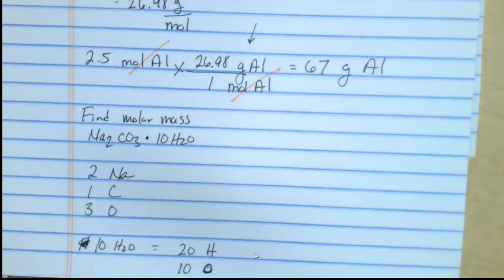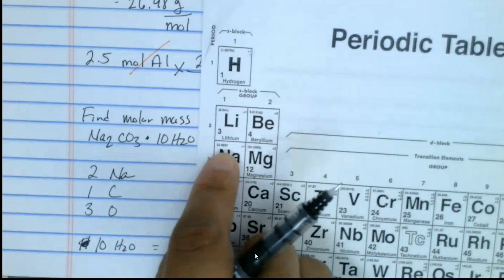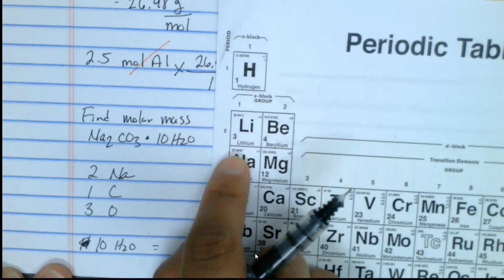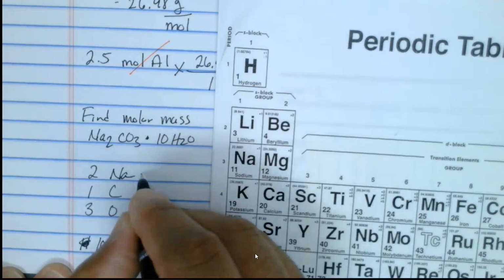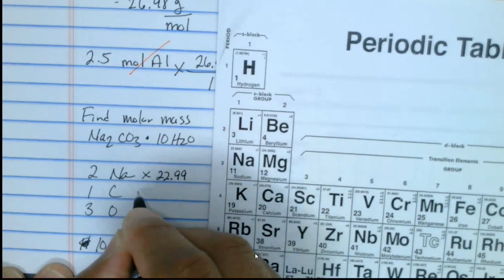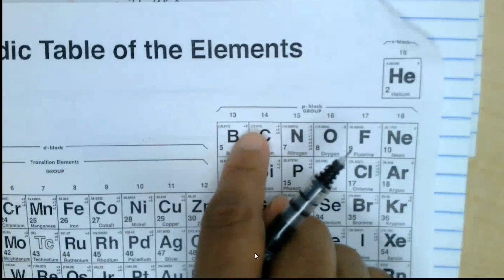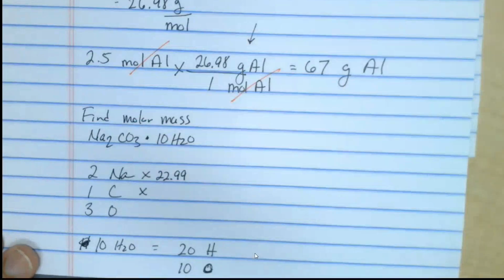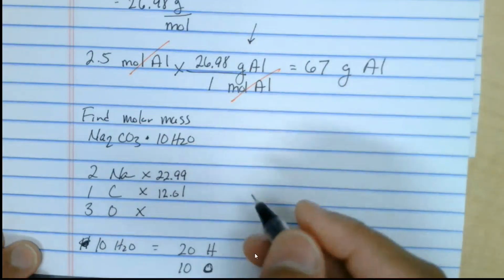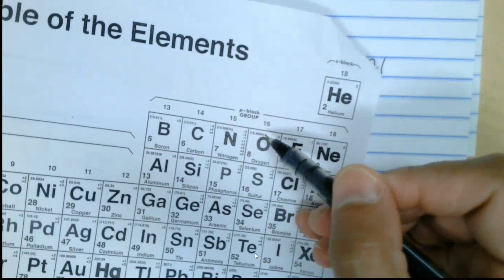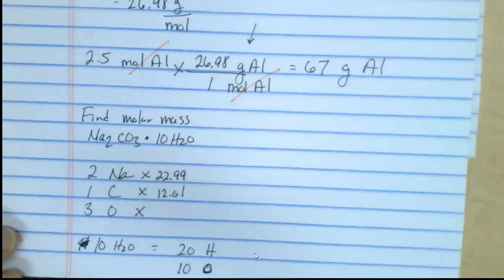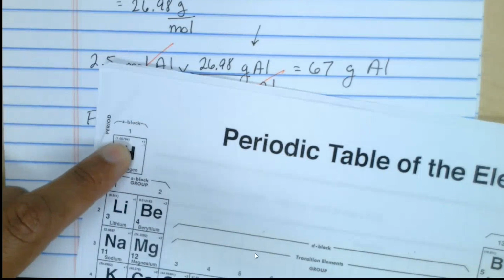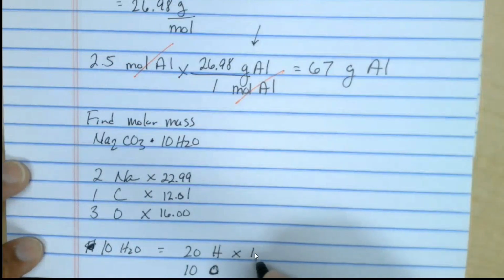To find molar mass, just simply add them up. So 2 sodiums, let's go find sodium. Again, this might be really small for you, but sodium is 22.99. Again, I'm rounding to 2 decimal places. 1 carbon is 12.01. I'm rounding to 2 decimal places. Oxygen is, actually oxygen's interesting. It's 15.999. So if you round to 2 decimal places, that just gets rounded up to 16.00. Hydrogen, 1.007. So that's going to round up to 1.01.